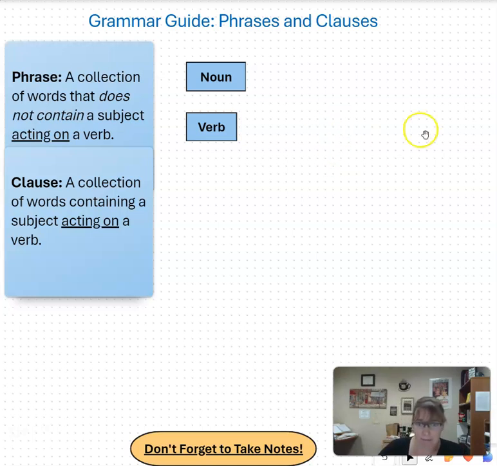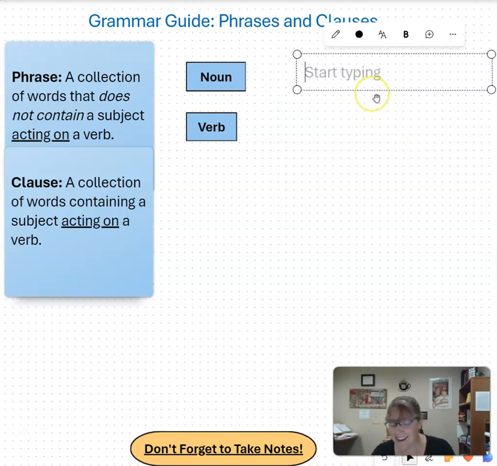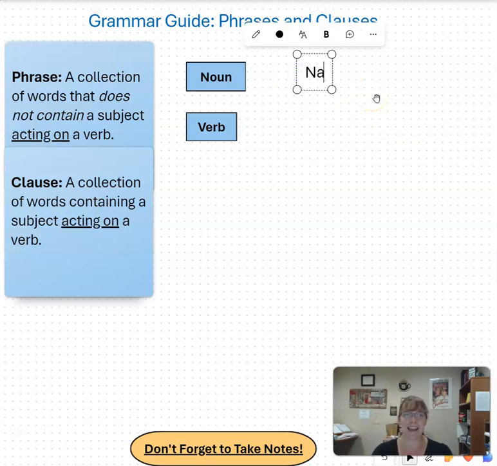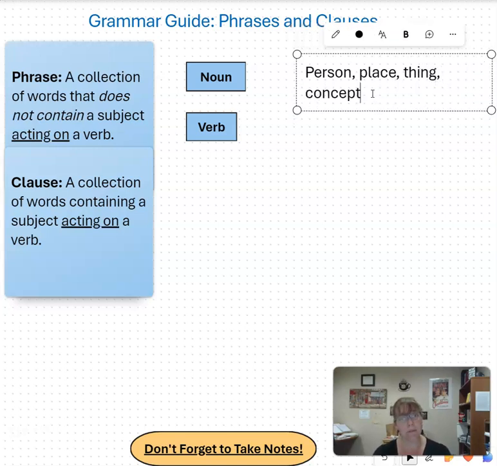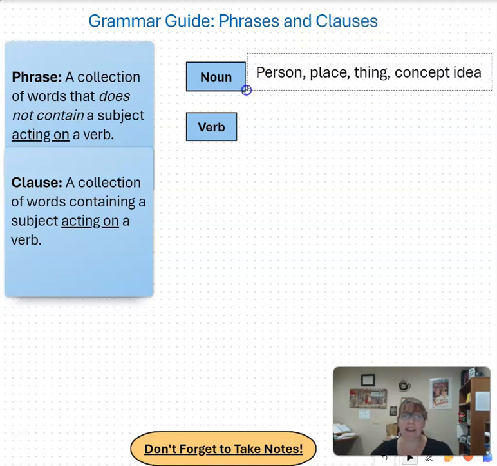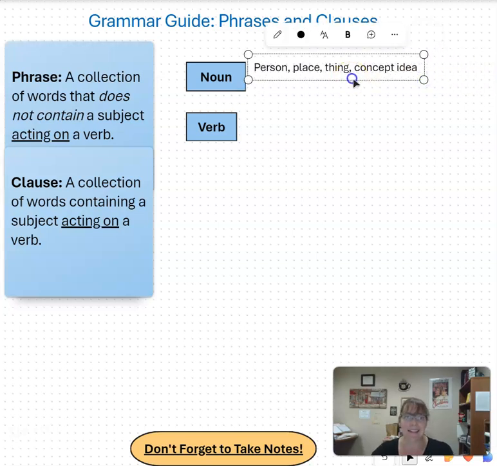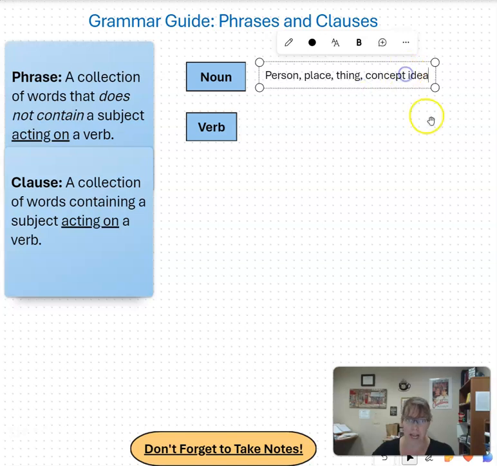What is a noun? Hopefully, when I tossed that out there, you rolled your eyes and said a noun names a person, place, or thing. To this, I'm actually going to add, we're going to have a person, a place, a thing, a concept, or an idea. This is important because when people think of thing, they tend to think of an object.